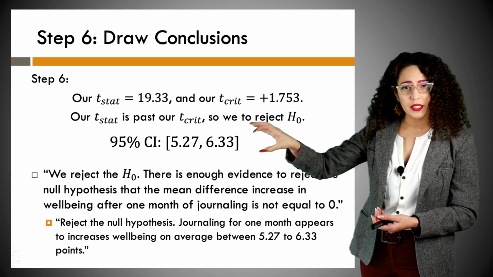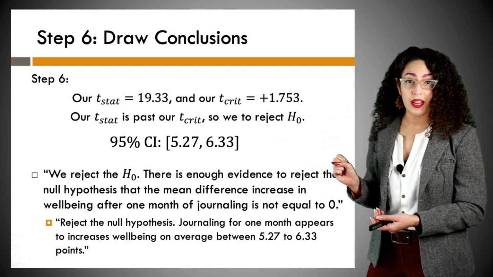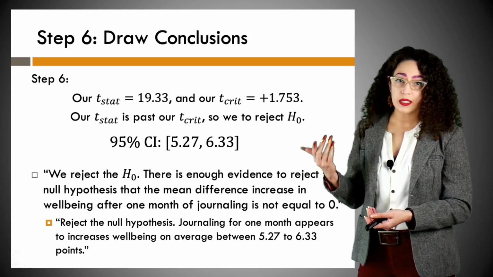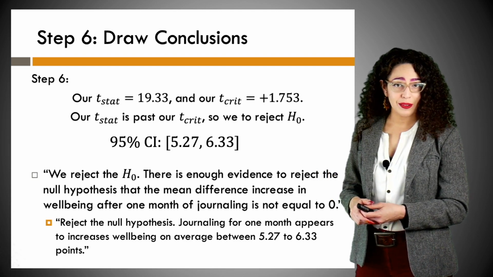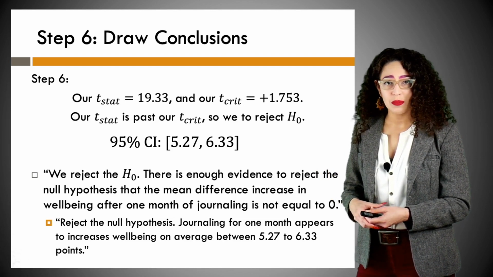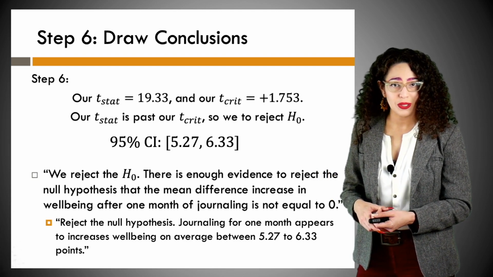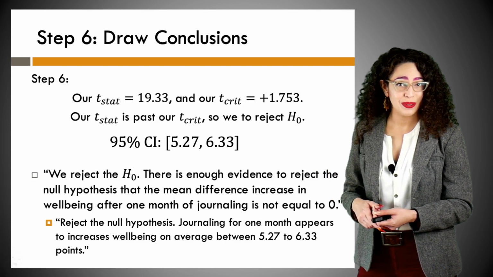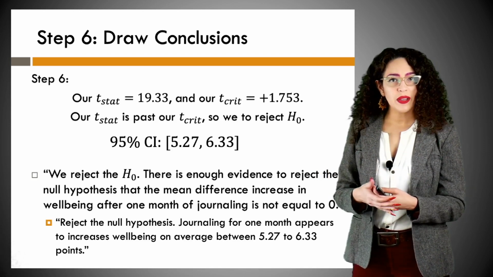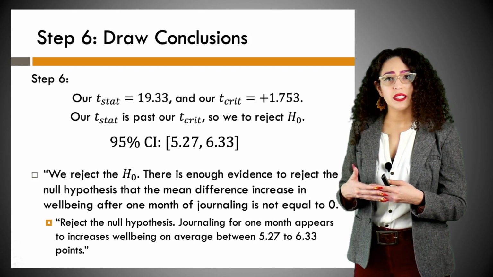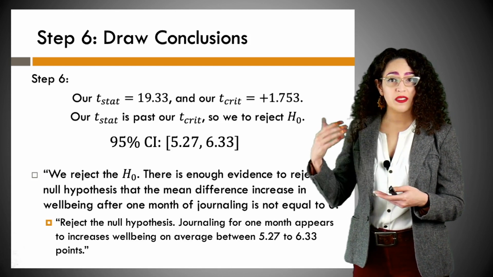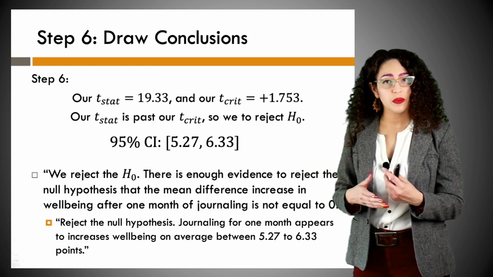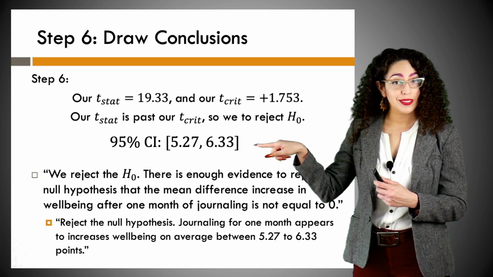So using our critical t-value and our test statistic, we will still come to the same conclusion: we reject the null hypothesis. The true difference in pre and post well-being scores after a month of journaling is not equal to 0. And we can say something like, journaling for 1 month appears to increase well-being on average somewhere between 5.27 points to 6.33 points. Confidence interval.